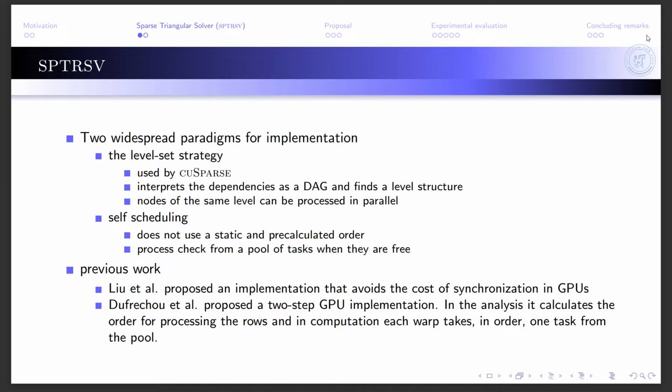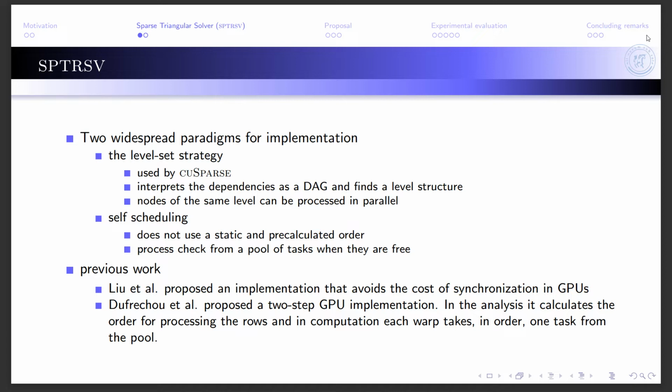The other paradigm is the self-scheduling. The idea is not to use a pre-calculated order, in the sense that, for example, in NVIDIA GPUs, the order depends on the thread ID, and the assignment of the thread ID and the block ID is a static one. But the idea is to make a pool of tasks, and when processors or threads are ready, they take one from it.